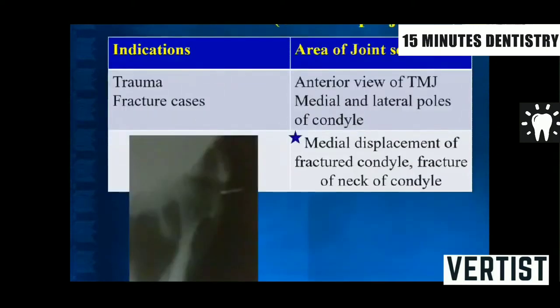Coming to transorbital, I always used to be fascinated with this view. You know how you direct it from the orbit to the contralateral TMJ. It's also known as the Zimmer projection. It is peculiar and many a times asked in MCQ because it is the only TMJ view which gives the anterior view of TMJ. Okay, and you can see the medial and lateral pole of the condyle. And it is very, very useful in trauma and fracture cases because it will give you an idea of the medial displacement of fractured condyle and fracture of neck of condyle. So remember these three views.